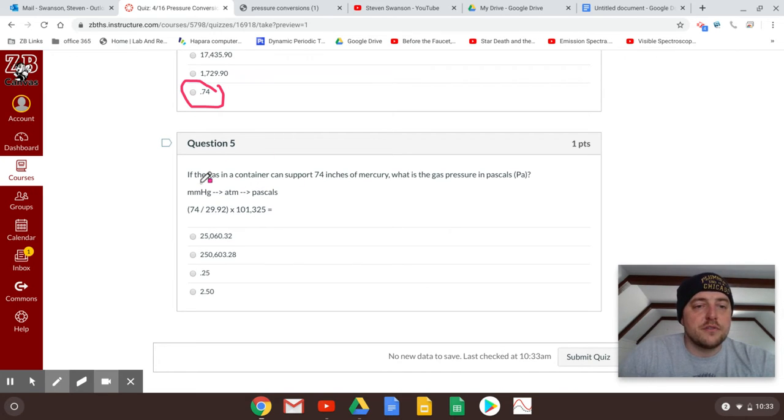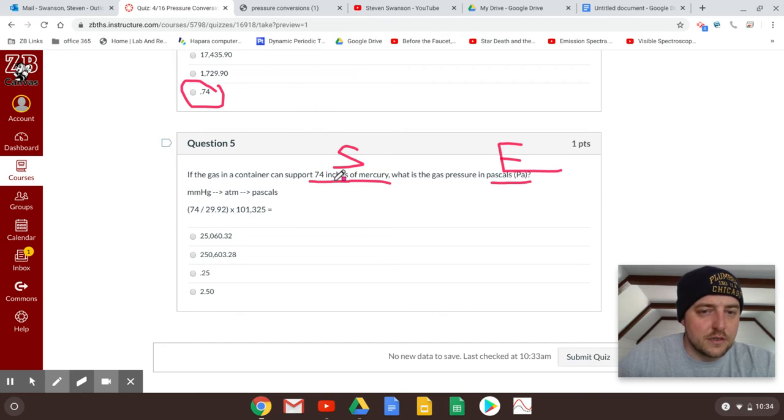Question 5. If the gas in a container can support 74 inches of mercury, so this is where we're starting, but which symbol is inches of mercury? We'll go to that in a second. The question is asking you to end at pascals, Pa, so that's where you end. It's showing a two-step problem, and that shows mmHg. Now this is inches of mercury.